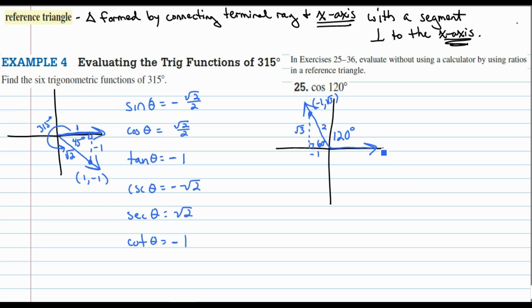Now number 25 is specifically asking for the cosine of 120 degrees. So the cosine of 120 degrees does use the adjacent side, that's adjacent over hypotenuse, so that's going to be negative 1/2. The cosine of 60 is positive 1/2 because 60 is over in the first quadrant. So since we moved over in quadrant 2, the x-coordinate is negative. The adjacent side is negative.